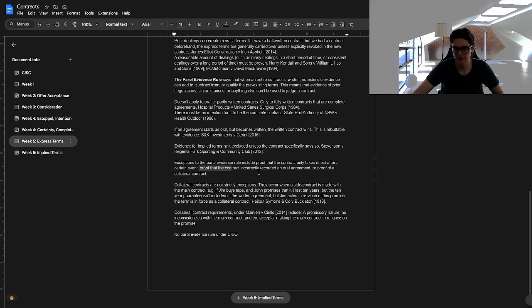Proof that the contract incorrectly recorded an oral agreement. If we made an oral agreement and then we wrote it down and got something wrong, then that can be used as evidence to enforce something else or interpret a certain term a certain way. Or proof of a collateral contract. A collateral contract is a contract which is made alongside the main contract. They're not exactly exceptions to the parole evidence rule, because really you're enforcing a separate contract, not the main contract.